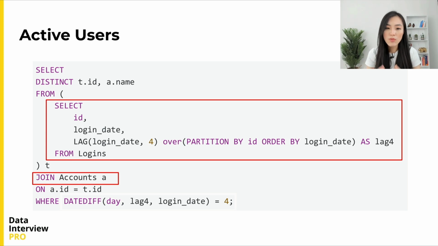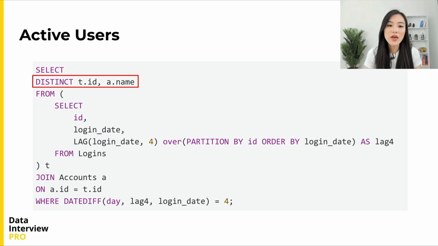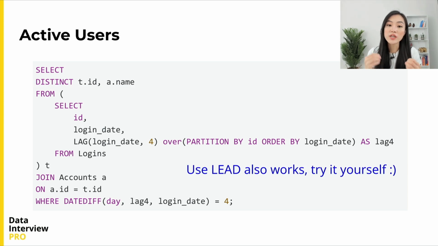We can create a subquery to obtain lag 4 and join the results with the account table to get the names of users. Note that we need to select distinct user IDs and user names because one user may log in multiple consecutive 5 days. If we don't use distinct here, one user may appear multiple times in the output table, which is not what we want. So this is how we write a query to check continuous date ranges using the lag function. Of course, you can use the lead function to solve the problem as well. Feel free to try it yourself and see if you can solve it using the lead function.